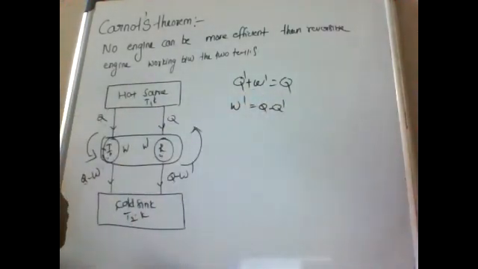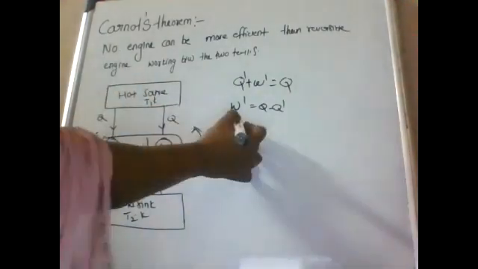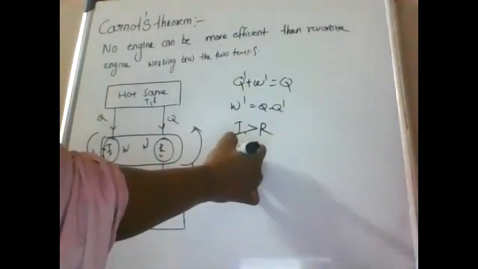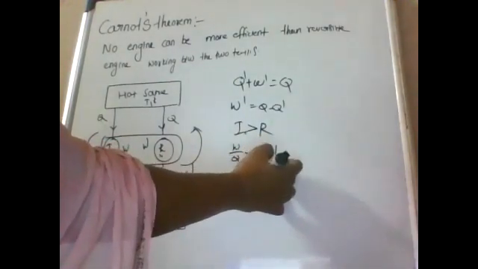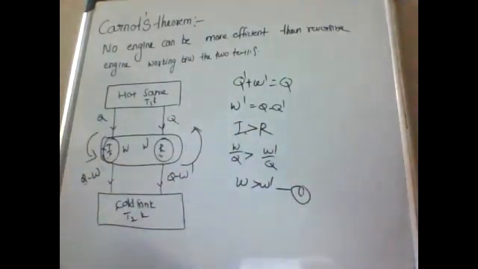Next, if possible, let the irreversible engine I be more efficient than the reversible engine. If we consider I is more efficient than R, its efficiency is greater than the reversible. Then W by Q is greater than W dash by Q, or W is greater than W dash. This is considered equation 1.